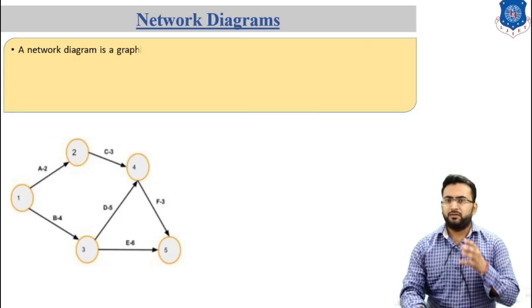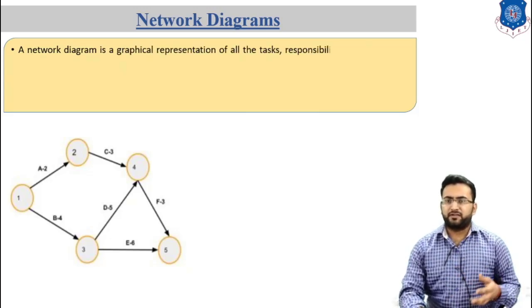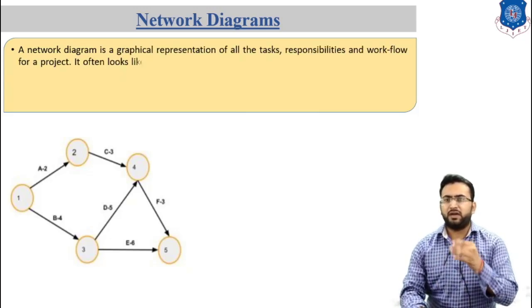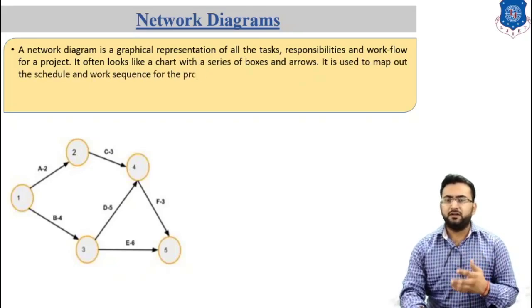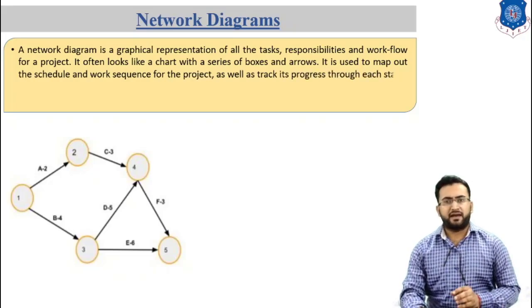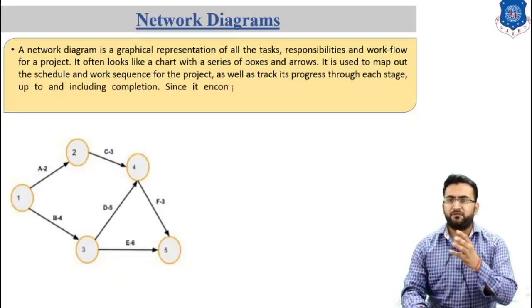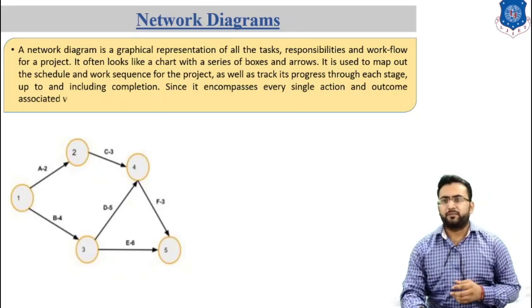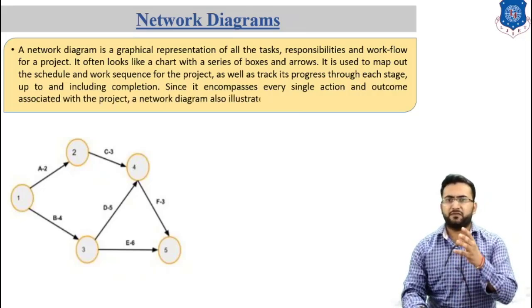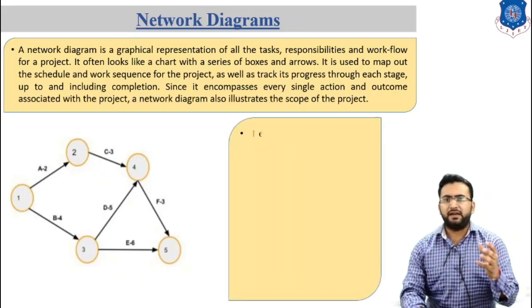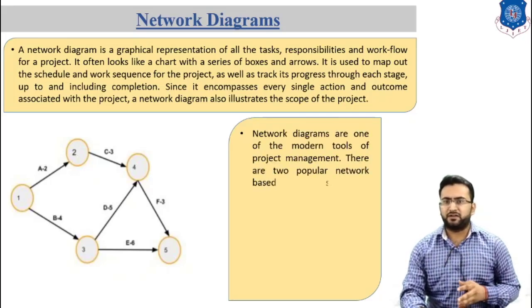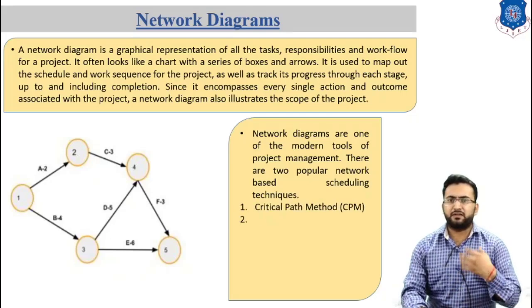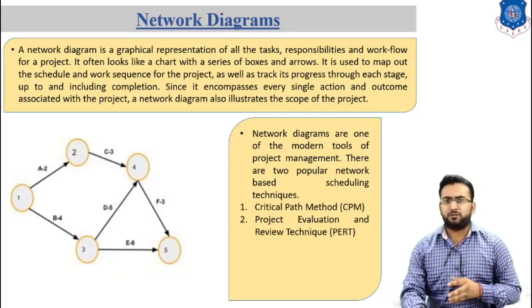So let's talk about the network diagram, because CPM and PERT are both network diagrams. A network diagram is a graphical representation of tasks, responsibilities and workflow for the project. It often looks like a chart with a series of boxes and arrows. It is usually used to map out the schedule and work sequence for the project, as well as track its progress through each stage up to and including completion.